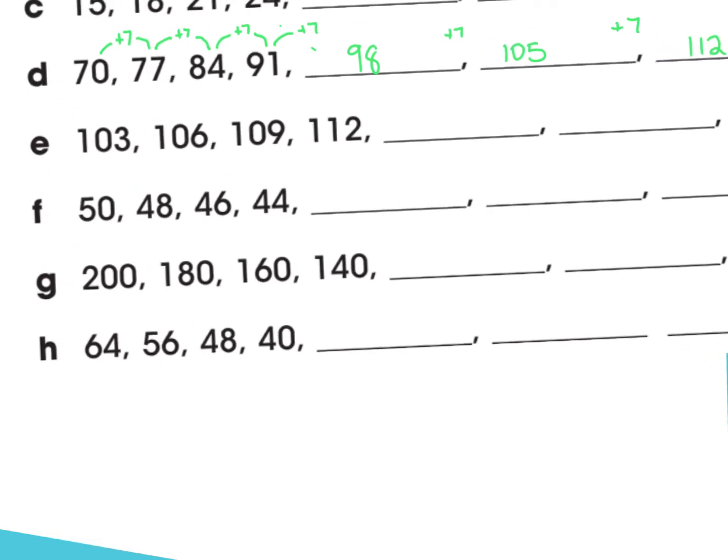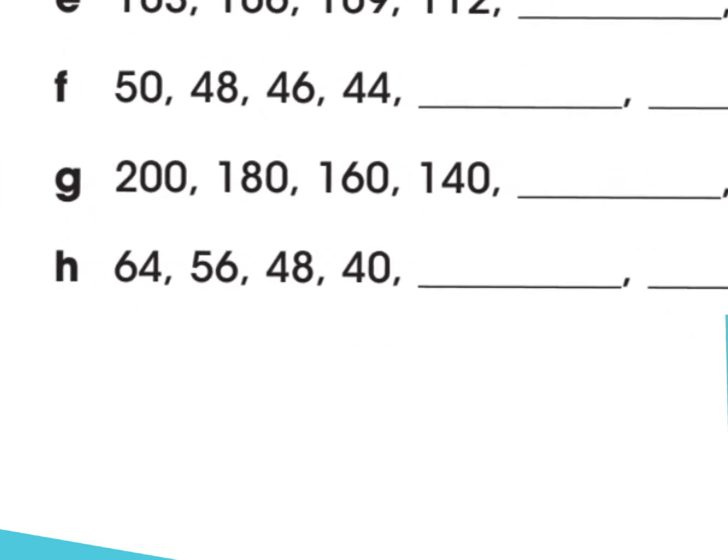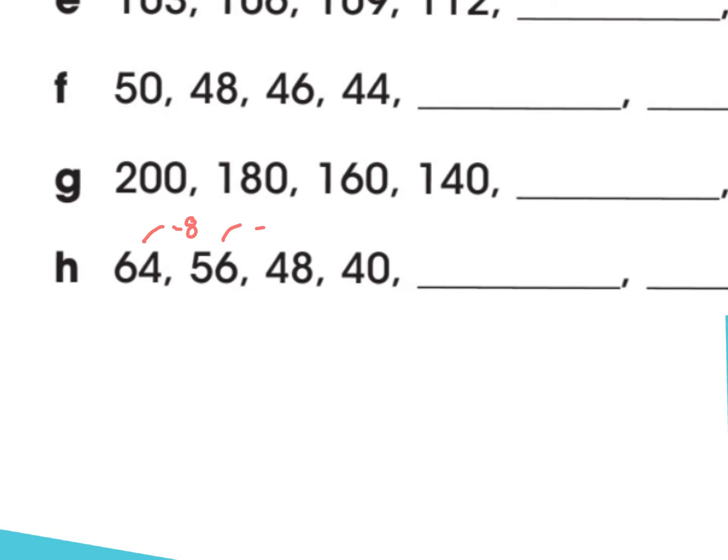Now, the last one seems to be going a little bit different. Let's have a look at that now. What is the difference between 64 and 56? I'm going to go down this time. I'm going to take 4 away, and add 4, so the difference is 8. I'm subtracting 8. Then between 56 and 48, it is minus. Now, it's going to be more than 8. No, it's not. It's minus 8 again. This is a bit easier than I thought. And then between here and here, it is minus 8.